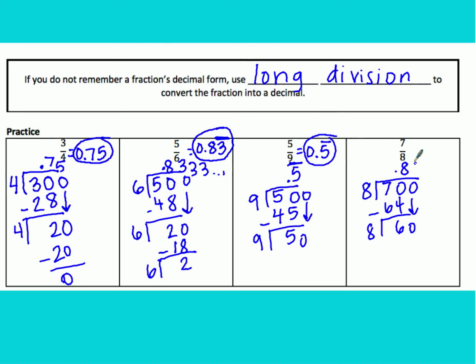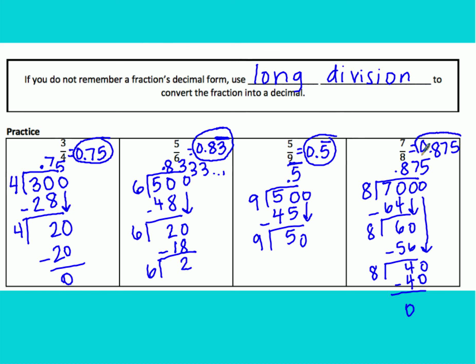8 goes into 60 7 times, and that's 56. We subtract and get a remainder of 4. 8 goes into 40 5 times, and 5 times 8 is exactly 40, which means we have a remainder of 0, and now our decimal is complete. So this decimal finally ends. We don't have a repeating one this time.